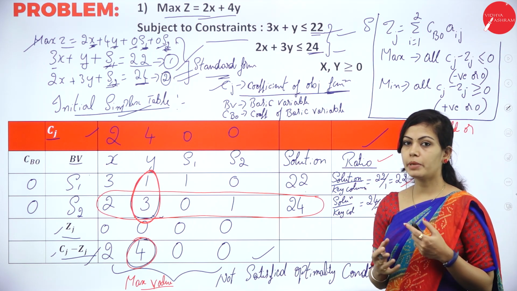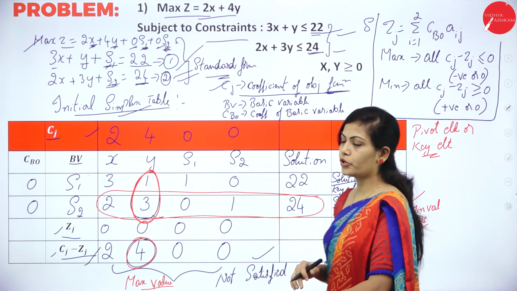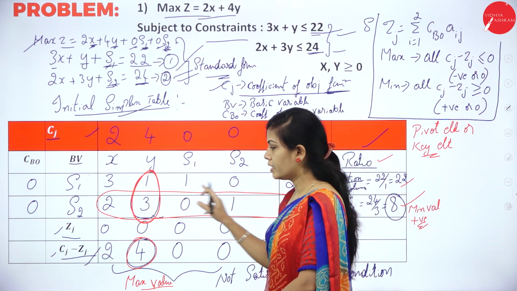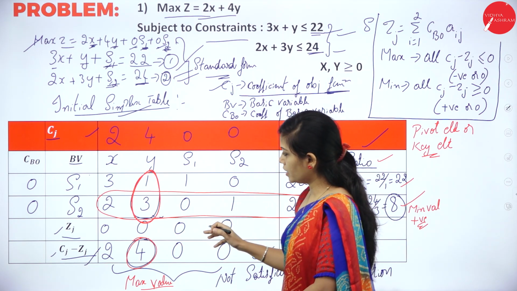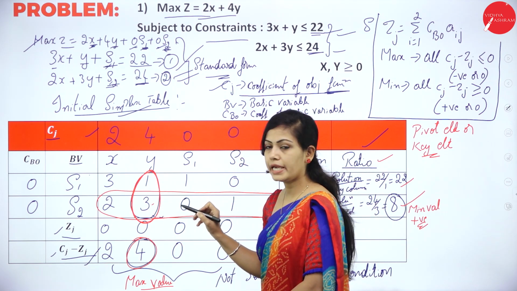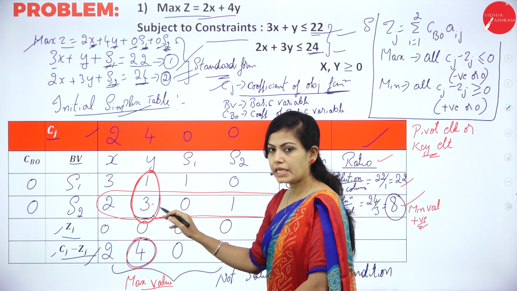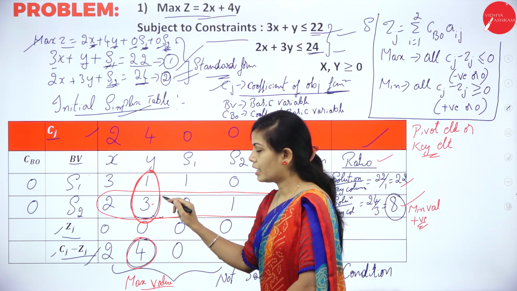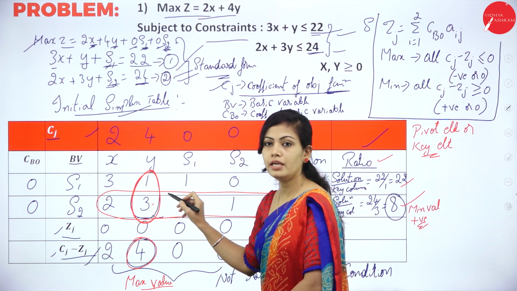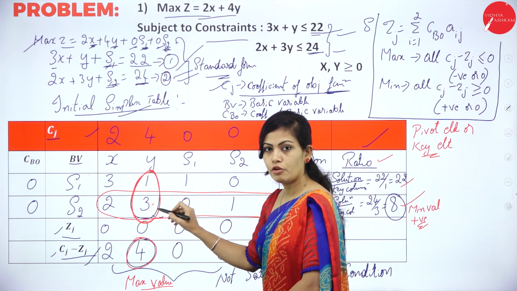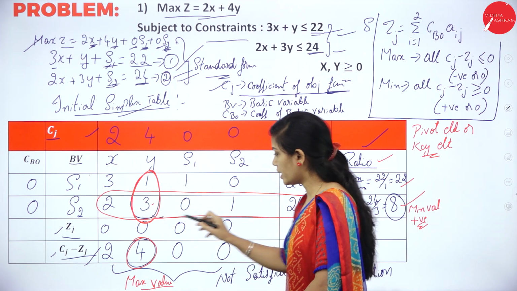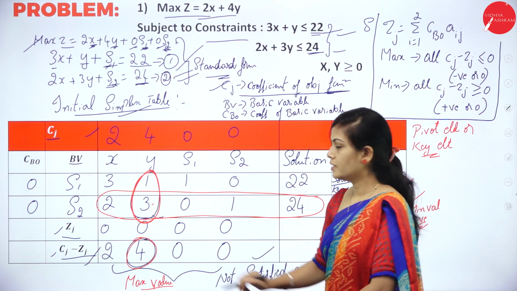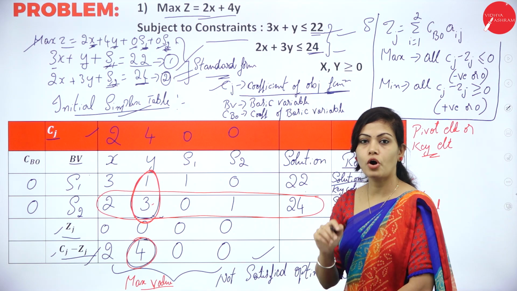So, pivot element or key element. How to find the pivot element? You just observe this. Here I got the key column and key row also. So here 3 is my key element. How is it 3? 3 is common for both the key column and key row, so I will consider this my key element. 3 is common for both the key column and key row, then I can consider this my pivot element. So 3 is my pivot element or key element.